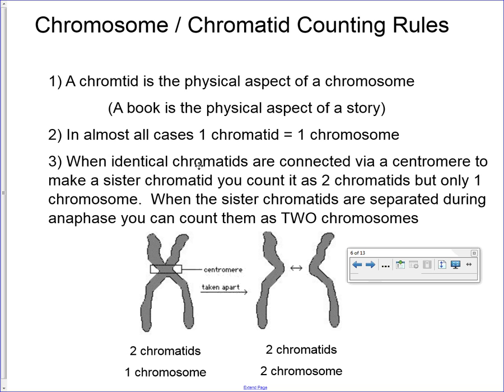When identical chromatids are connected through a centromere to make a sister chromatid, you count it as two chromatids because there's two copies, but it's still just one genetic story since they're identical copies. So when you have a sister chromatid with a centromere connecting them, it's two chromatids but one chromosome, and when they split apart, it's two chromatids and two chromosomes now that the stories are going their separate ways.